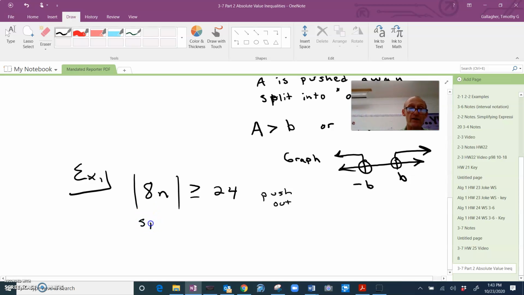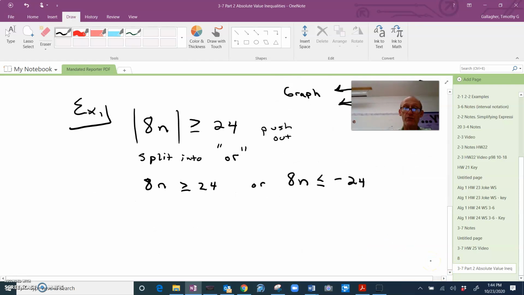So we split into OR. All right, so we write, not the absolute value, we drop the bars, 8n greater than or equal to 24, or 8n less than or equal to negative 24.